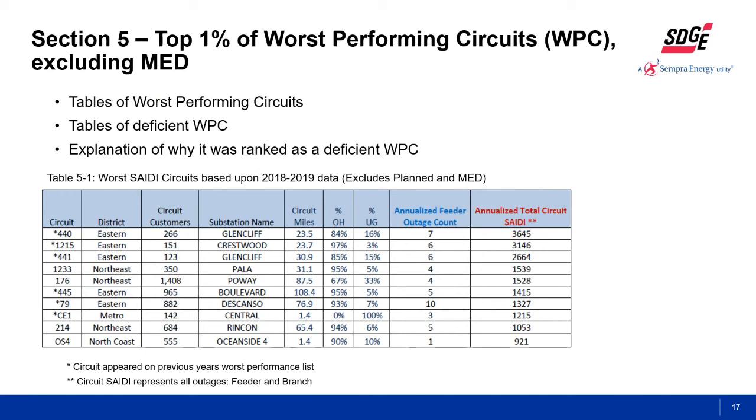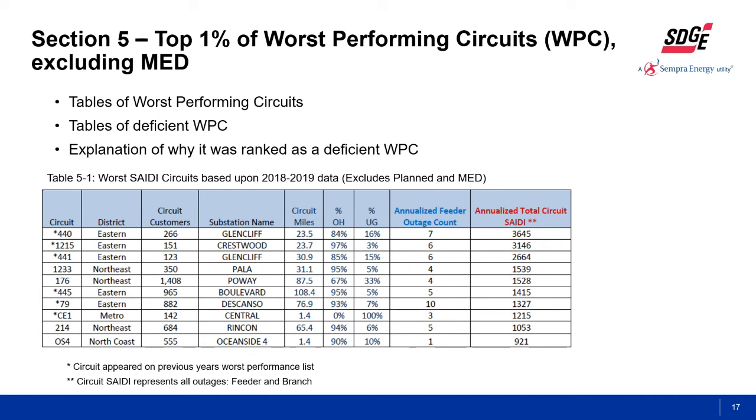Section 5 is a detail of the so-called worst performing circuits, WPC, and this excludes the major event days. While most of our distribution circuits actually perform admirably, there's always a few that are going to need some help. So we track these outliers, the so-called worst performing circuits, and we review the outages and their causes to determine what corrective measures might be effective to improve their performance.